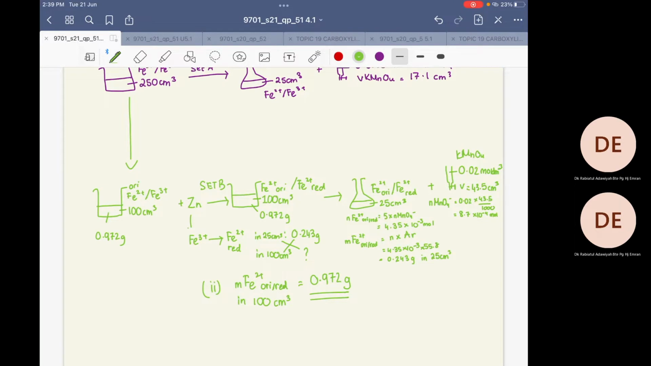For 2 marks, how many minutes have we spent? I know I go really slow because I draw the diagram for you.